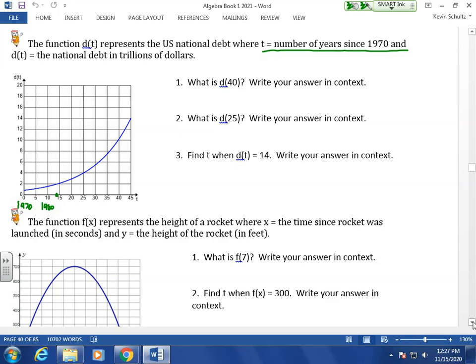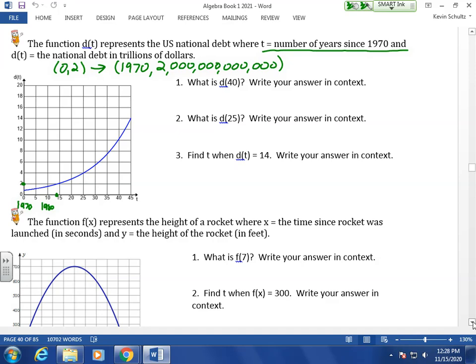And then the debt, the d of t, the y-axis here, is not dollars. It's trillions of dollars. So back in 1970, this ordered pair (0, 2), I'll write it up here, in context, what that means is in the year 1970, the debt was $2 trillion. Because writing 1970 can get kind of bulky for the years, and because 2 trillion is huge, that's why it's labeled as the debt in trillions of dollars.